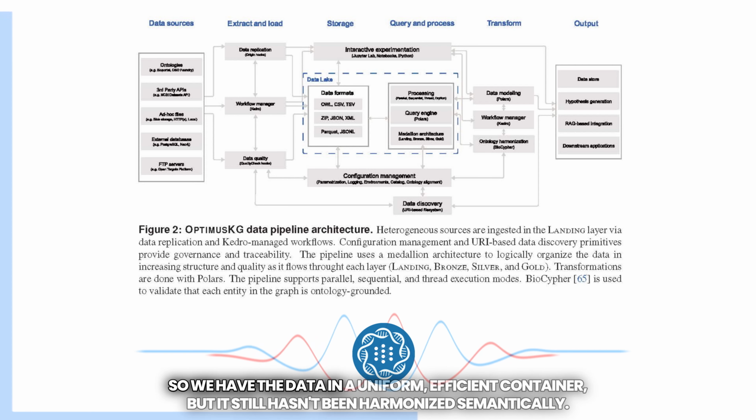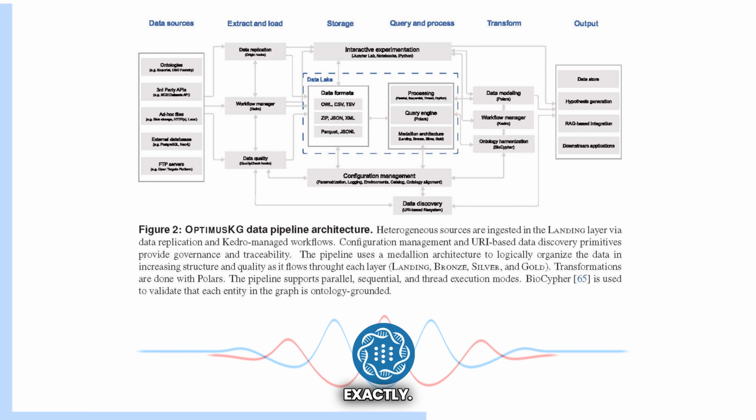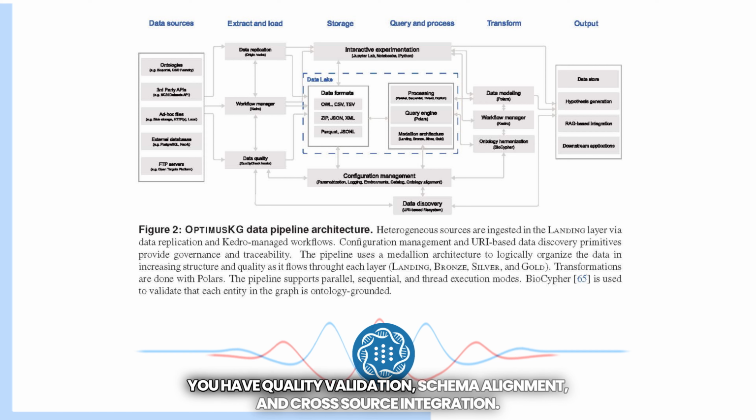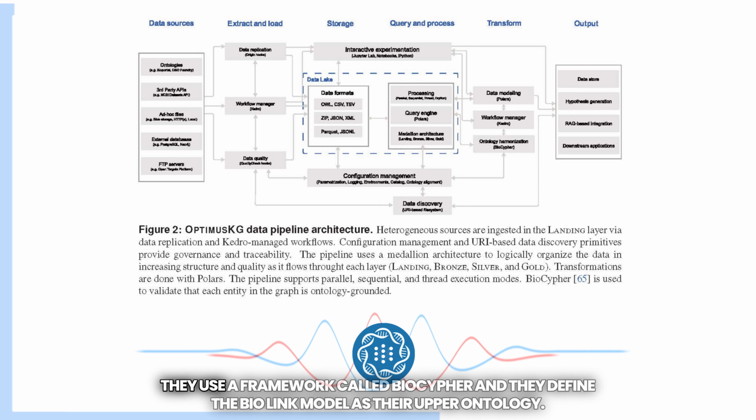Yep. So we have the data in a uniform, efficient container, but it still hasn't been harmonized semantically. Right. That happens in the silver layer. This is the actual UN translation floor. Exactly. The silver layer is where the heavy lifting occurs. Yeah. You have quality validation, schema alignment, and cross-source integration. Okay. The researchers constrain all the nodes and edges to a shared top-level schema. They use a framework called KGX, and they define the BioLink model as their upper ontology.